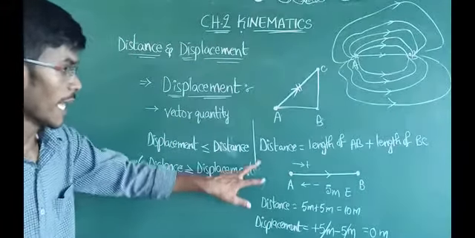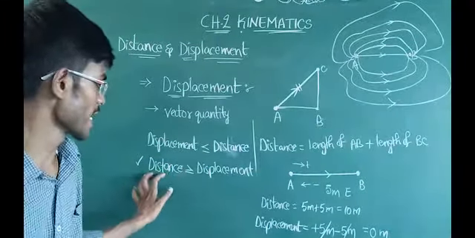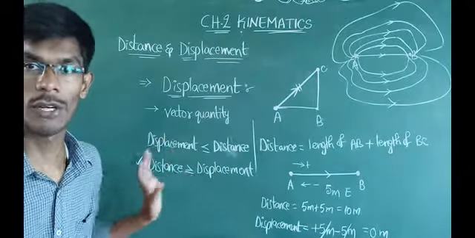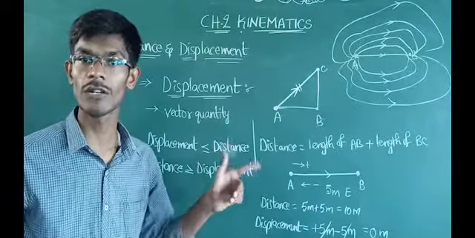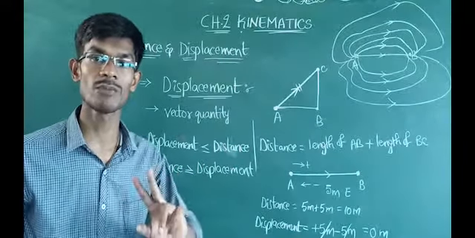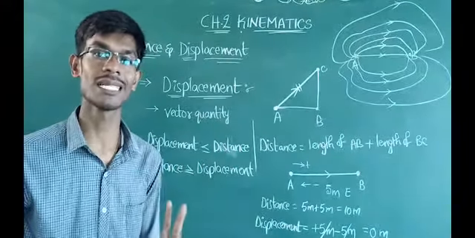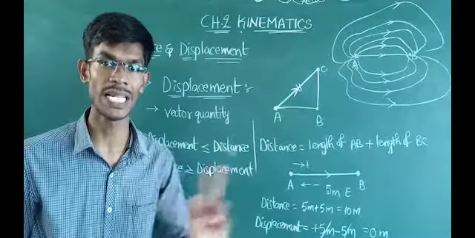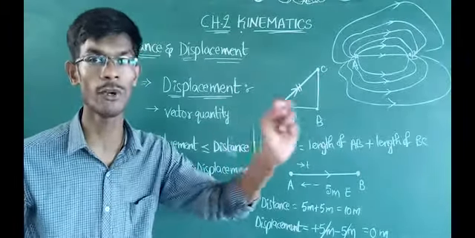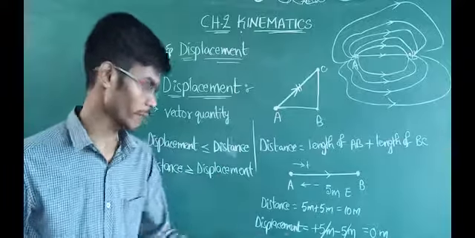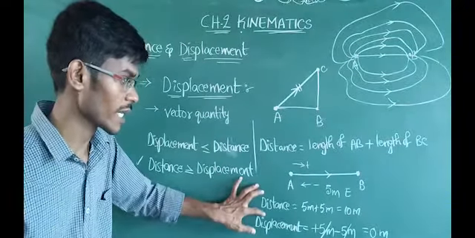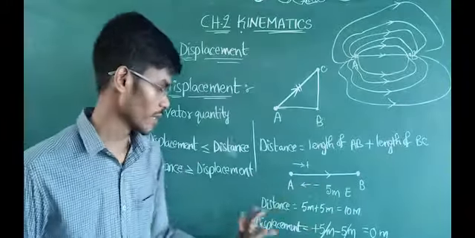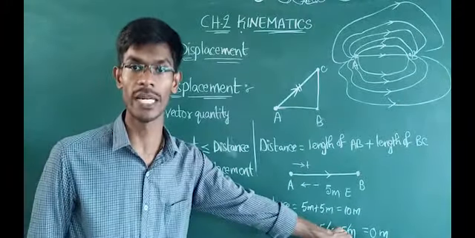So along a straight path, the distance is greater than or equal to displacement. When the distance is equal to displacement, it means the object is moving along a straight path, from one point to another point. If it is a round trip, the distance is greater than the displacement. Observe here, the distance we got is 10 meters and the displacement is 0 meters.